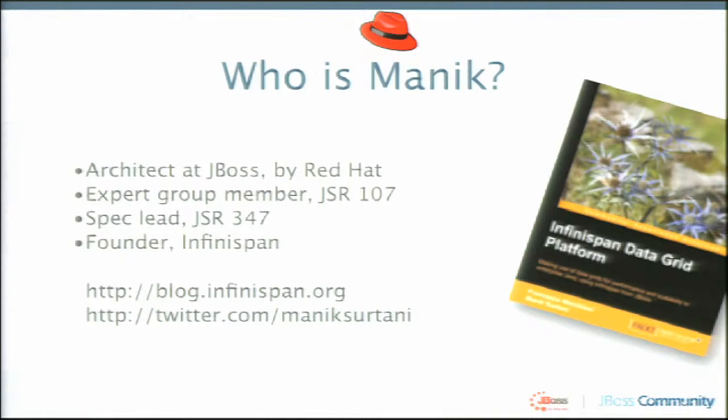Essentially, JSR 107 is a standard caching API for Java. It also applies to distributed caches, which is very important for anything that's going to scale. JSR 347 takes JSR 107 a few more steps further and makes it a data grid. It adds a few more aspects that make it more tuned for a distributed data structure that's in memory across the grid.